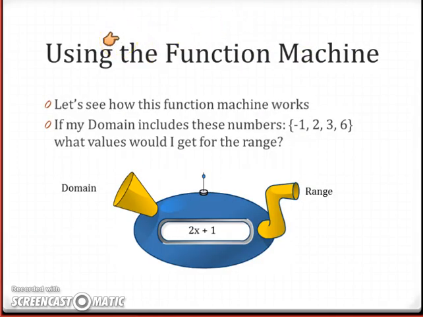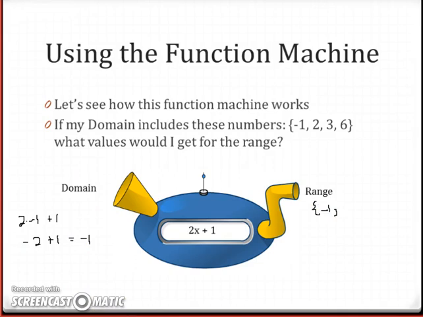So using the function machine, if you have a given set of domain values, for example, -1, 2, 3, and 6, you can plug these values into your equation to get your range values as outputs. For this equation, if I were to plug in -1 for x, you would have 2 times -1 and then plus 1. So -2 plus 1, and that would come out to equal -1. So our first range value is -1.